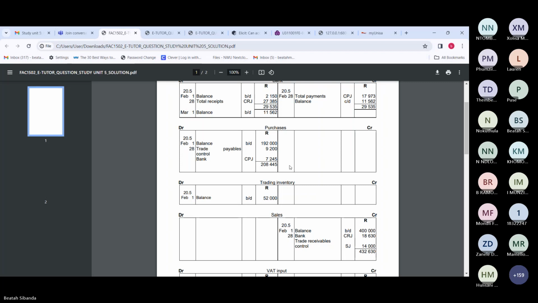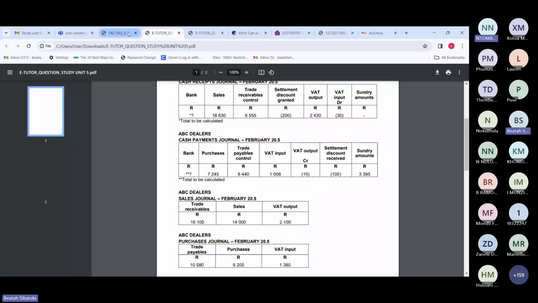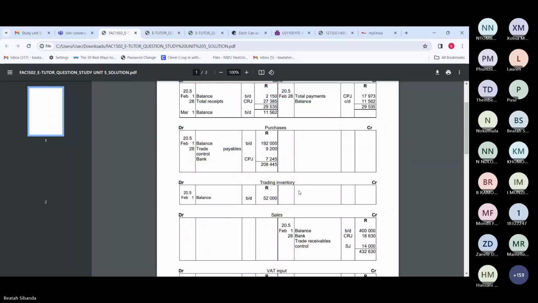Yes. Okay. Can I ask? Why are we debiting the purchases and not crediting them? Now we are in the general ledger. Purchases are an expense by nature, because when you purchase, you are incurring a cost. So purchases are an expense and they have a debit balance. So we are going to debit the purchases because we are creating an expense, which is purchases.